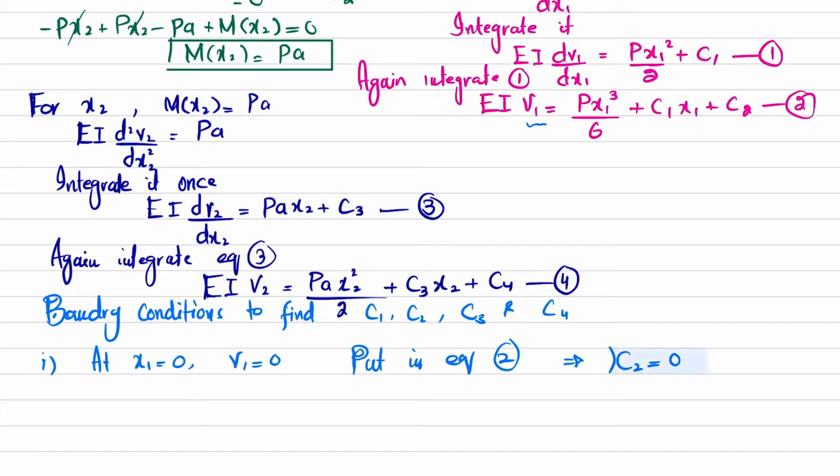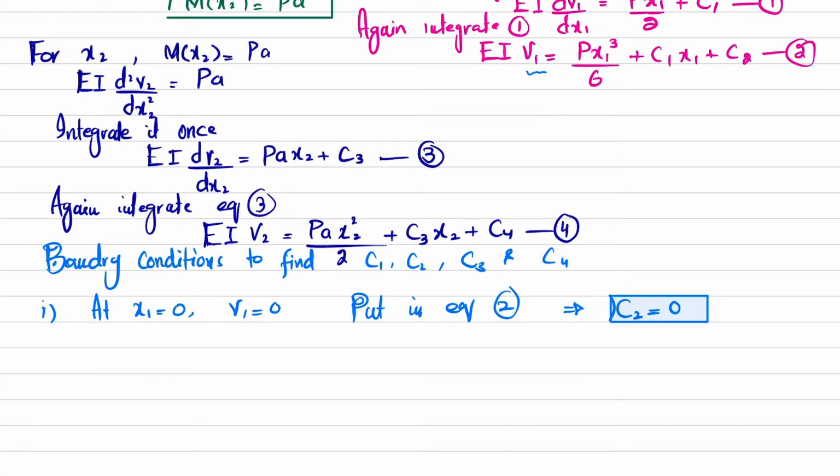Now we will apply the second boundary condition. So what is that? We will write at x2 is equal to L by 2, we have dV2 over dx2 is equal to 0, and we have this also due to symmetry. I will show you in a while.